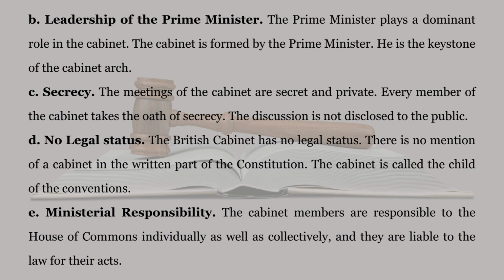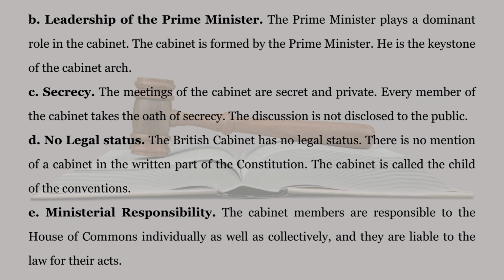C. Secrecy. The meetings of the cabinet are secret and private. Every member of the cabinet takes the oath of secrecy. The discussion is not disclosed to the public. D. No legal status. The British cabinet has no legal status. There is no mention of a cabinet in the written part of the Constitution. The cabinet is called the child of the conventions.